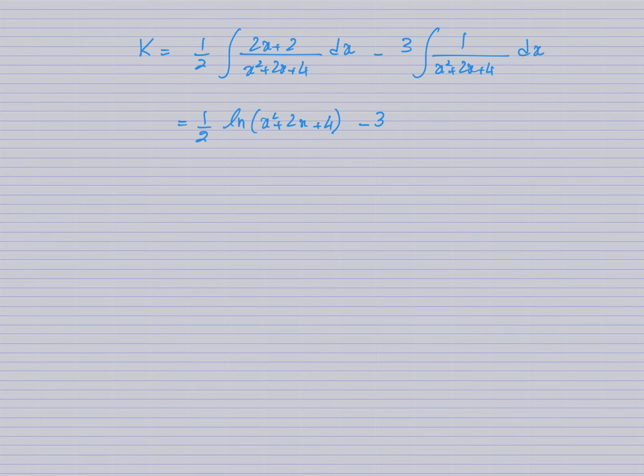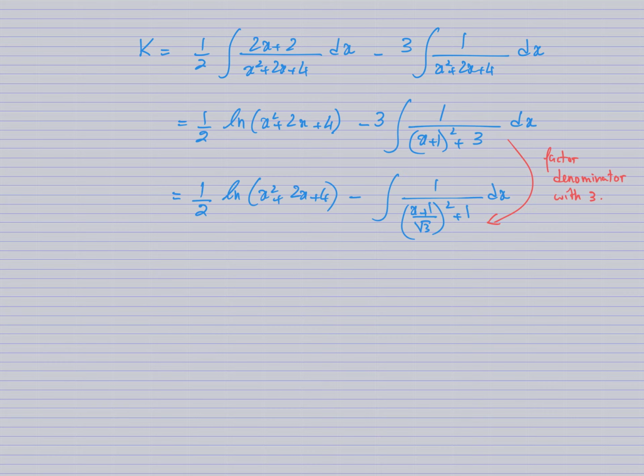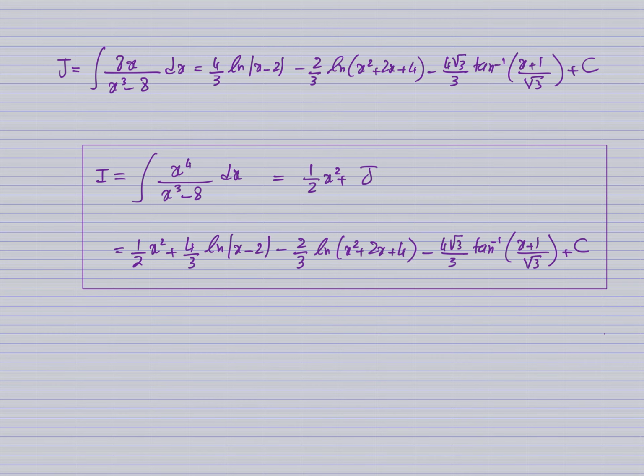So we know that by completing the square in the denominator and by using a convenient substitution, we will have a tan inverse function. Now we can see that in this integral, the convenient substitution is u equals (x plus 1) over square root of 3. Finally, putting this together will give us the integral J, and then the integral I, which was x^2 over 2 plus the integral J.